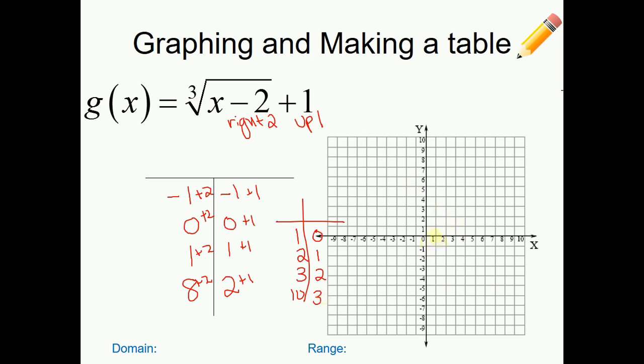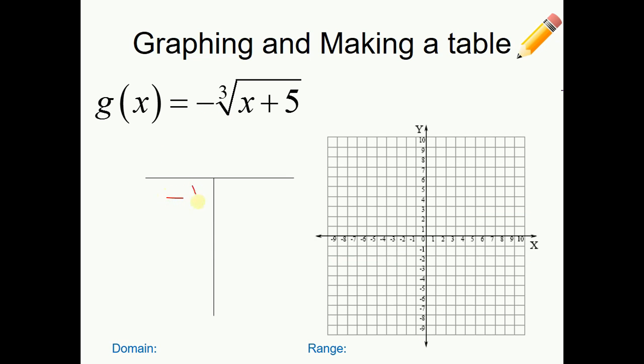So I got 1, 0 right here, 2, 1, 3, 2, and 10, 3. Doing something like that. Notice it's always going to be an S shape. It's never going to end because the negative x values don't affect a cube root. So my domain, it looks like I got all of the x values, and it looks like I'm going to get all of the y values as well. Let's try the next one. We'll see if that happens again.